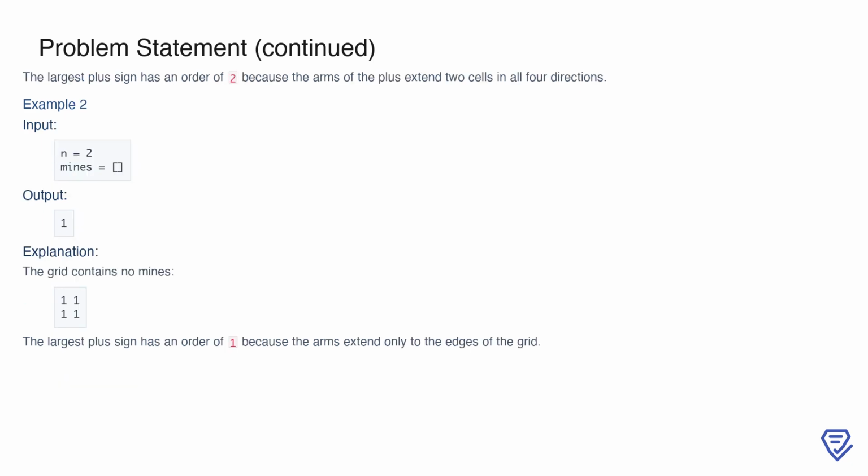Now let's examine another example. If n equals 2 and there are no mines, the grid remains completely filled with 1s. In this case, the largest plus sign has an order of 1. This is because the arms of the plus sign can only extend to the edges of the grid. Since the grid is so small, the plus sign is limited to its center cell and no longer arms. Even though there are no mines, the size of the grid restricts the size of the plus sign.